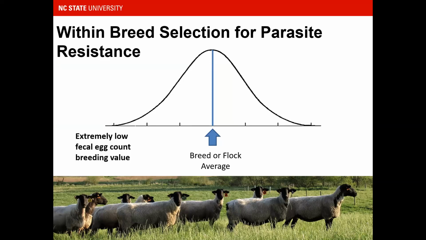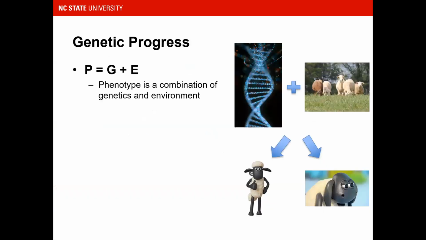And so we have most of the individuals within a breed or flock that exist around breed average. We have some individuals that are extremely low in their breeding values and other individuals that are extremely high. In the case of fecal egg counts or measuring parasite resistance, we want to reduce fecal egg count. Lower fecal egg counts mean greater parasite resistance. So if we select for those individuals which have a more extreme negative fecal egg count breeding value, we should be able to reduce the fecal egg count in our flock, improve parasite resistance.